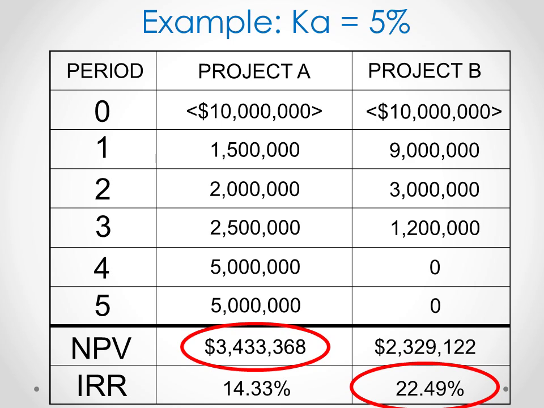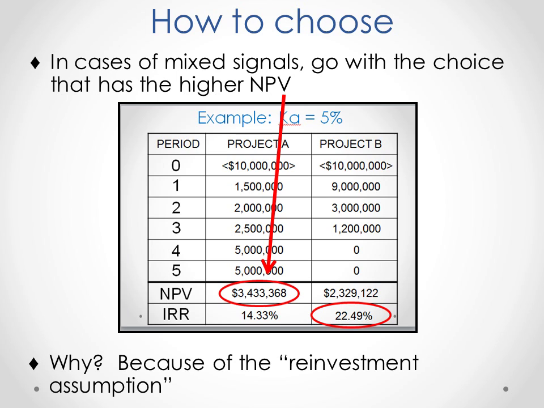What's a mother to do? Which one do you choose? I'm getting mixed signals. And the rule in finance is always pick the one with the higher net present value. You ignore the internal rate of return when it comes to mutually exclusive projects. Now, why are we picking the one with the higher net present value? We're doing that because of what's called the reinvestment assumption.